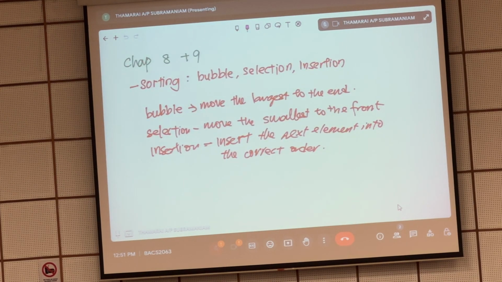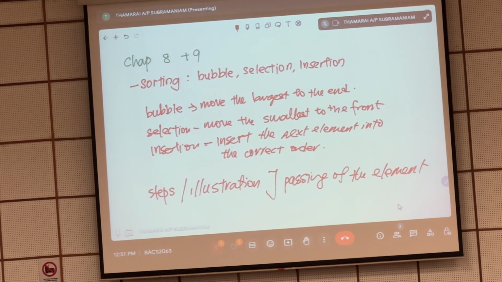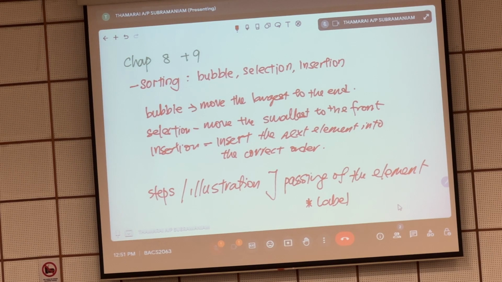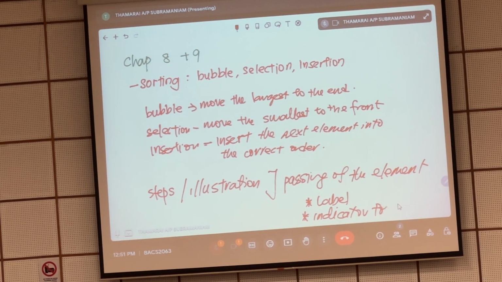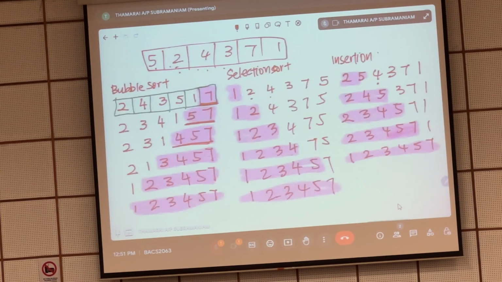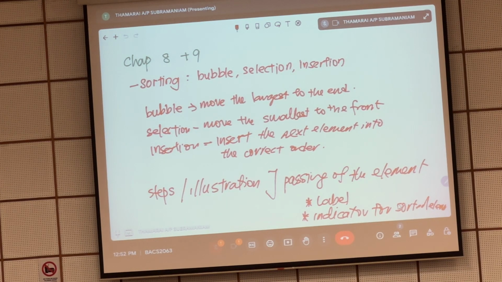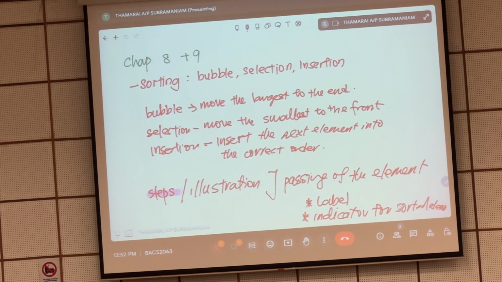For sorting, make sure you take a look at the steps, okay? And your illustration, of course, the passing of the elements. So make sure you label it, and make sure you have an indicator for the sorted element. So the sorted element is here, like I told you, to underline, so indicate it. Okay, so these are the main areas.